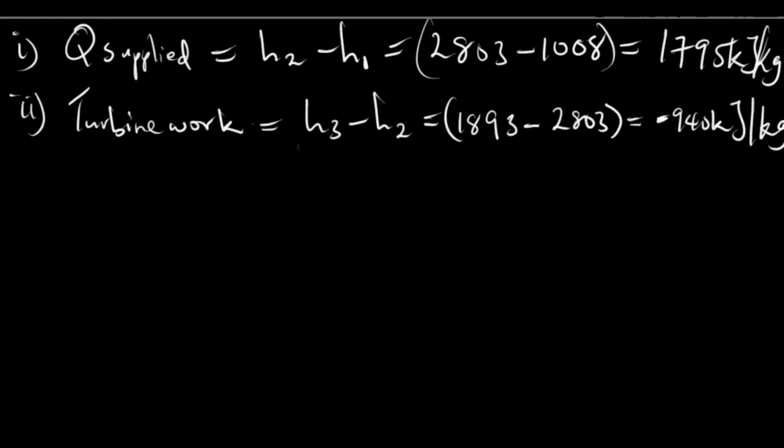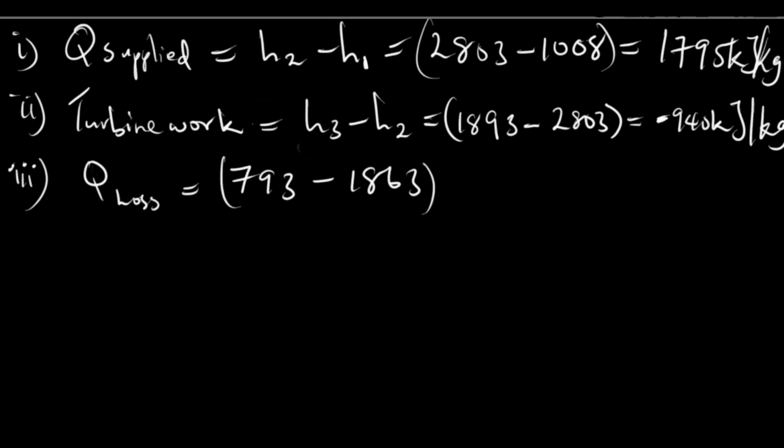So the heat loss at the condenser, call it Q loss, which is 793 minus 1863, which will give me minus 1070 kJ per kilogram.